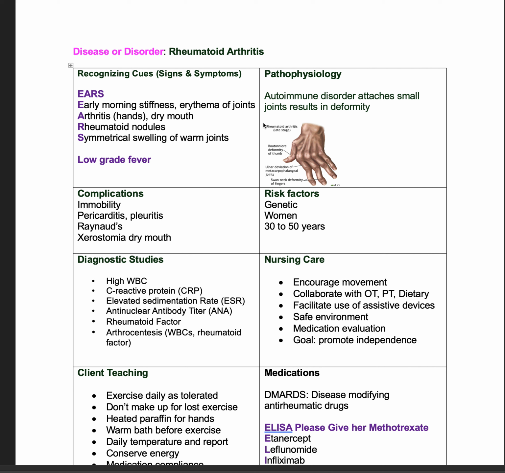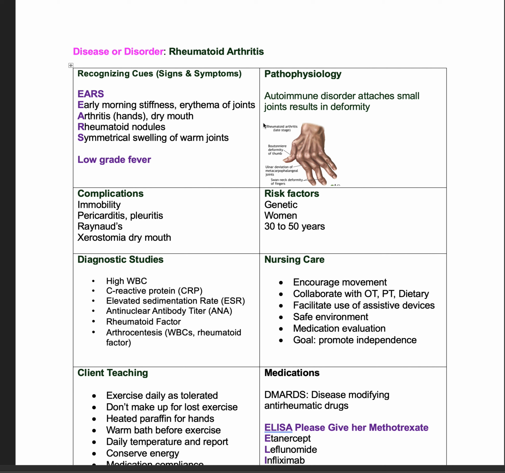Now, the complications of rheumatoid arthritis are going to be similar to lupus with immobility. You know, if their hands and feet are not functioning properly, they may become immobile. So that's something we try to prevent. They may have the pericarditis I talked about in lupus and the pleuritis. They could have Raynaud's. I talked about that before. And I talked about the dry mouth, which is xerostomia, okay?